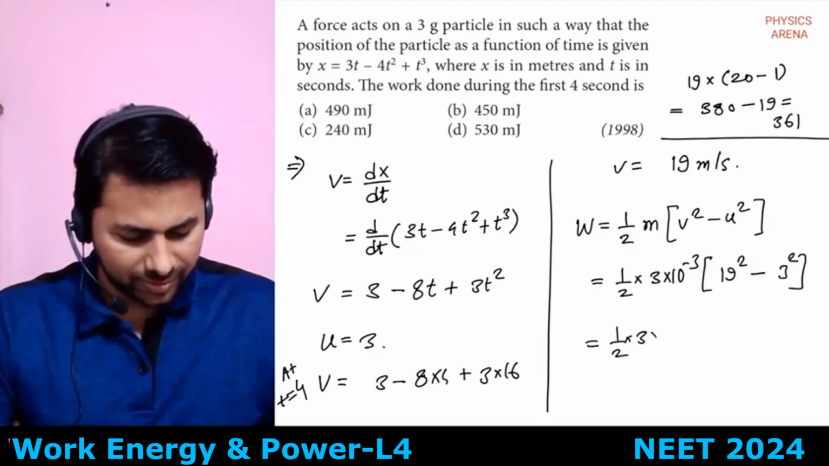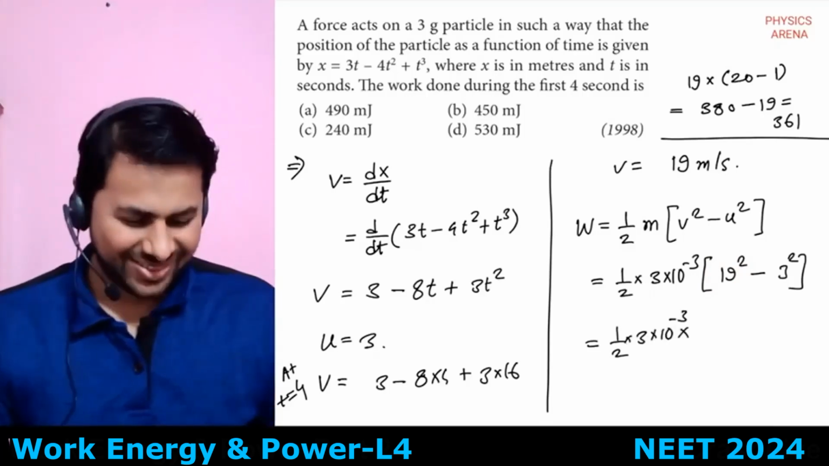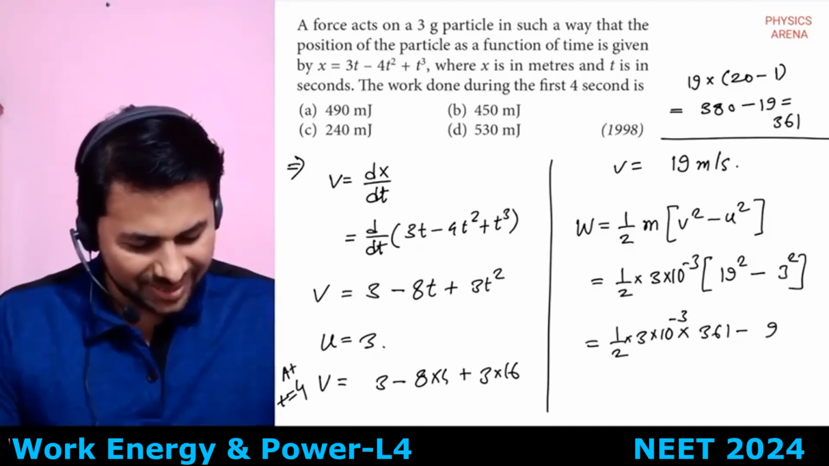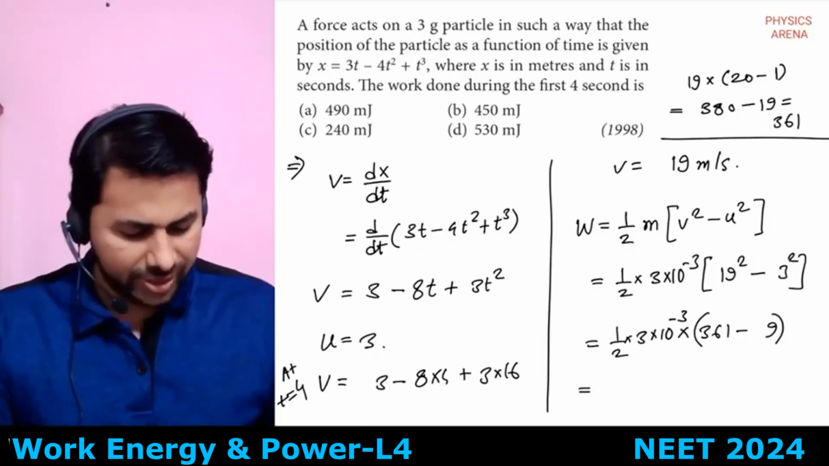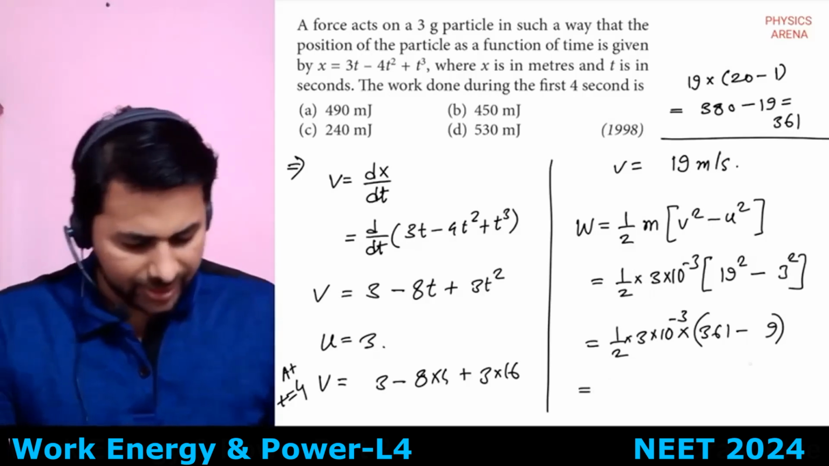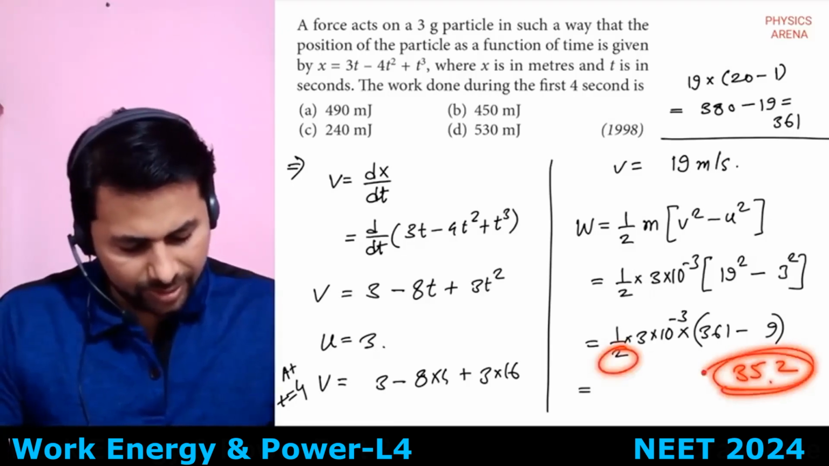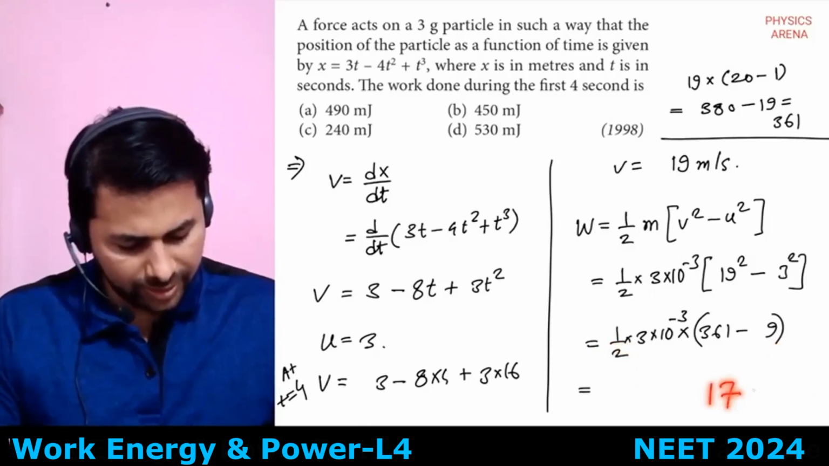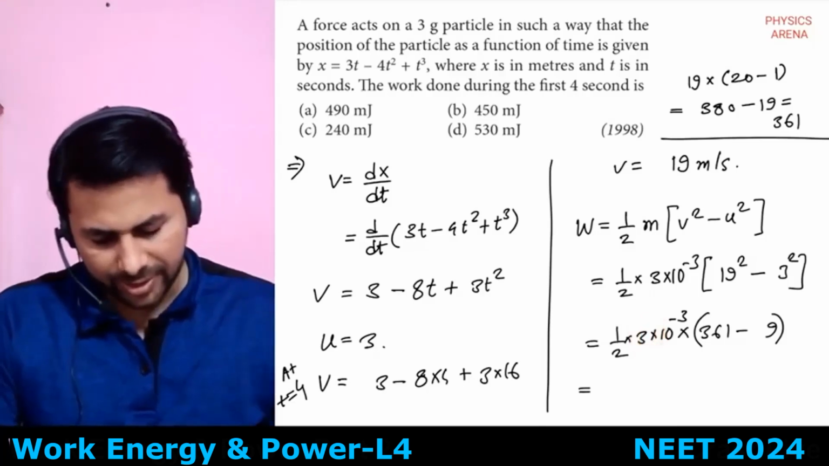I don't have to appear for any exam. You have to. Okay, at least for now. So it is 361 minus 9. How much is this? 361 minus 9 will be 352. 352 we have divided by 2. So it is 176, right? 176 multiplied by 3.